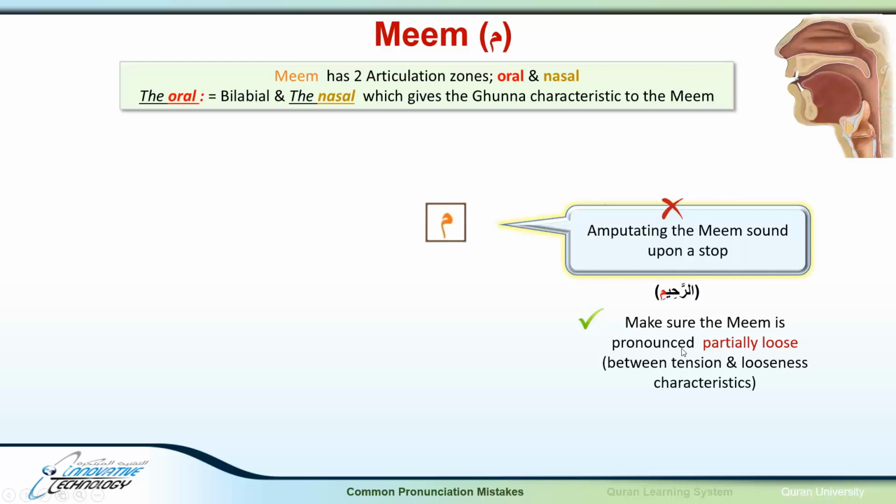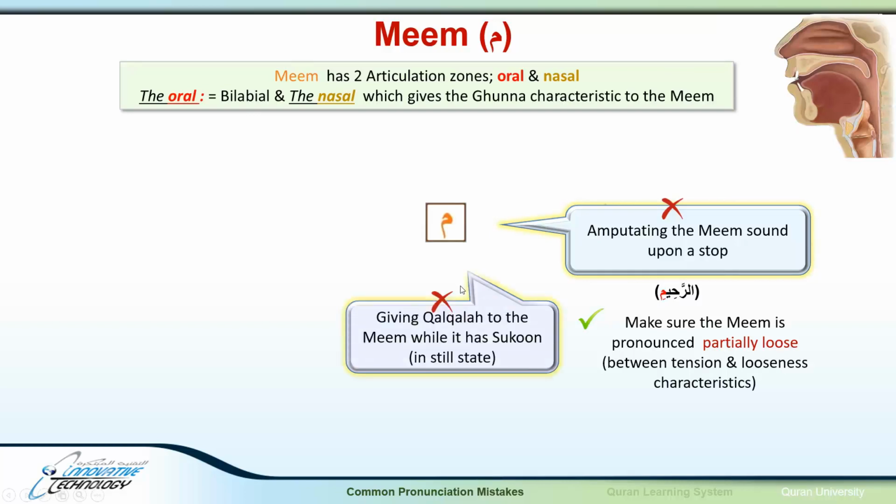The reason is that it's a bit loose. Loose letter means it's not tense, which is too short, and not fully loose, which is too long. It's a partial looseness in between the two. So this Mim should appear and should not be truncated.